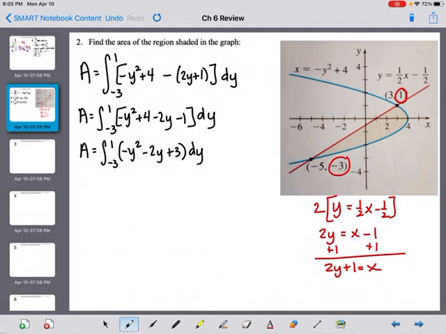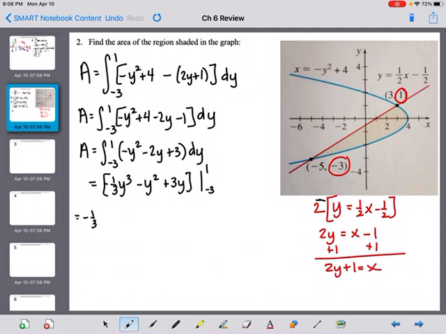All right, so now I'm ready to anti-differentiate this. The antiderivative of -y squared is going to be -1/3 y cubed. The antiderivative of -2y is going to be -y squared. And the antiderivative of 3 is going to be +3y. And I am evaluating this from -3 to +1. So then I go ahead and I do my evaluation theorem.